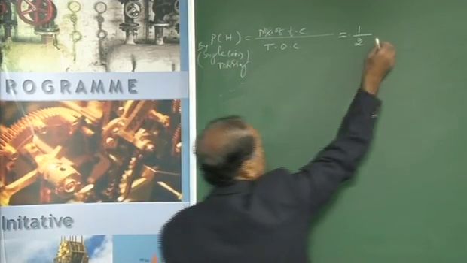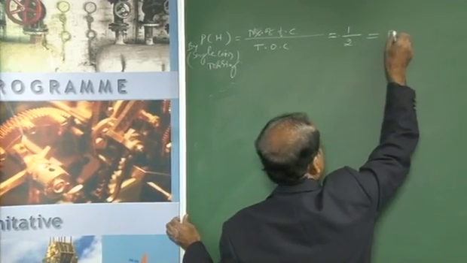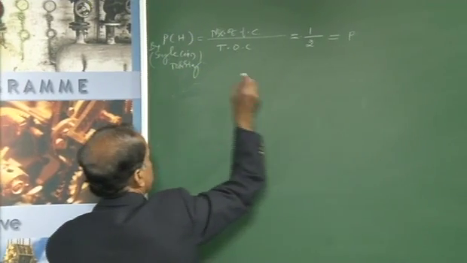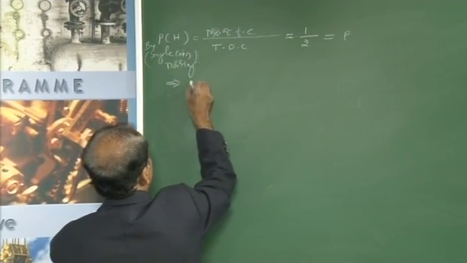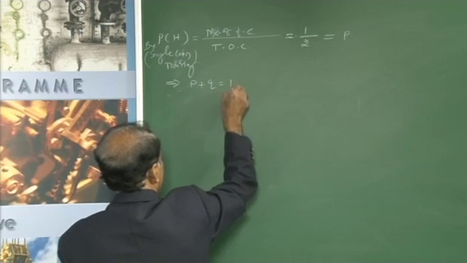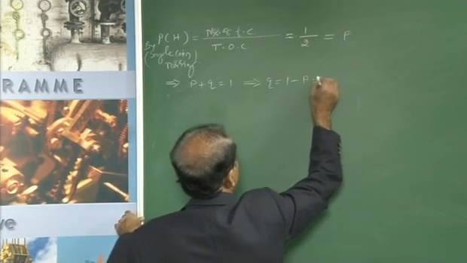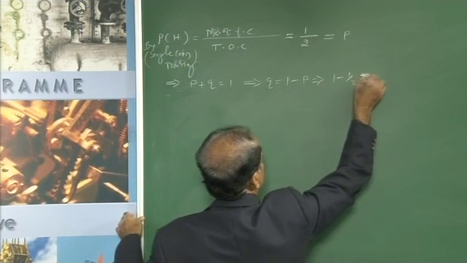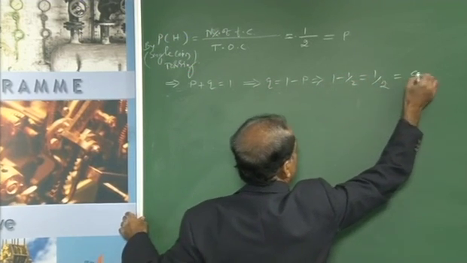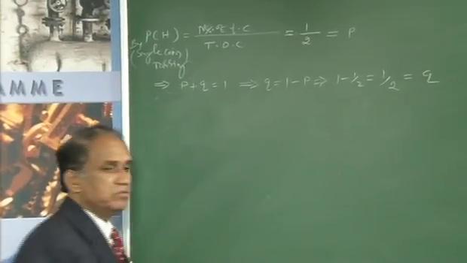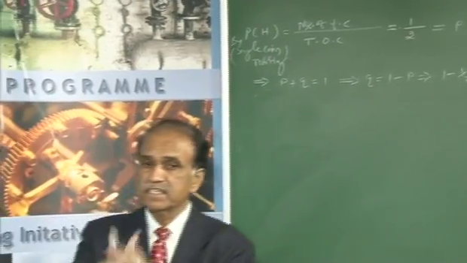This value, that is probability of success, you simply mention as P. What is the formula you have? P plus Q is equal to 1, which implies Q is equal to 1 minus P, which implies 1 minus 1 by 2 is equal to 1 by 2. This is called probability of not getting head in a single toss.